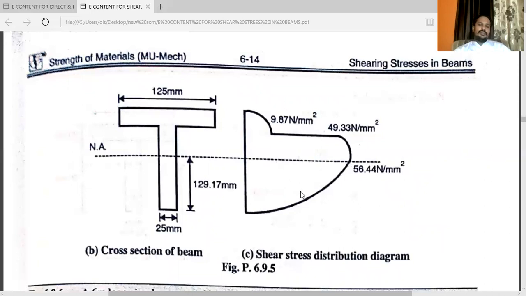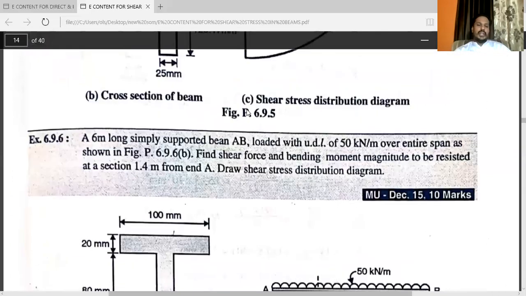Once you get the value of tau 1, tau 2, tau max for T section, already I have shown you. For T section, this is the baseline. For the top flange, this will be the stress. As the area reduces, the stress will increase. At the neutral axis, the stress will be higher, and after that, again it will come to 0. This is the shear stress distribution diagram for T section.